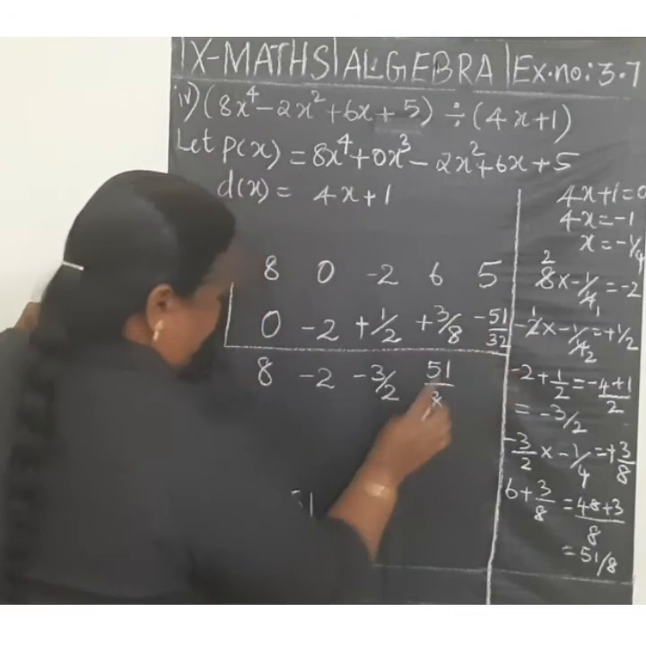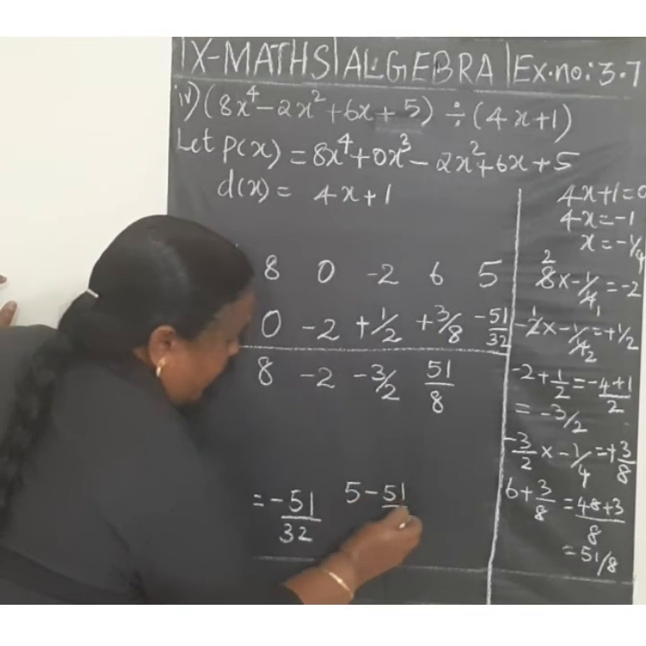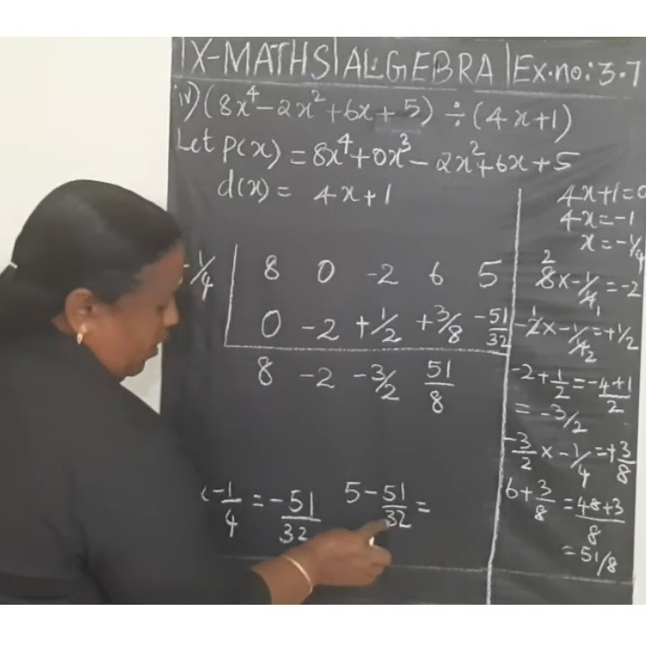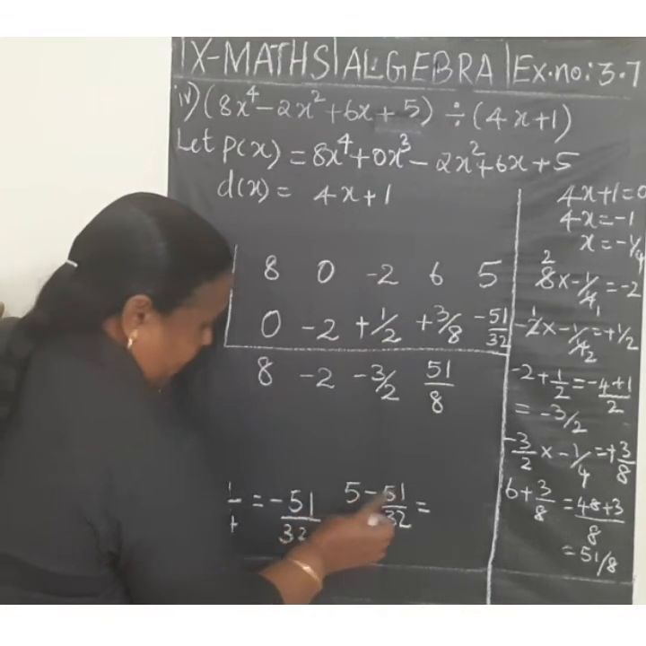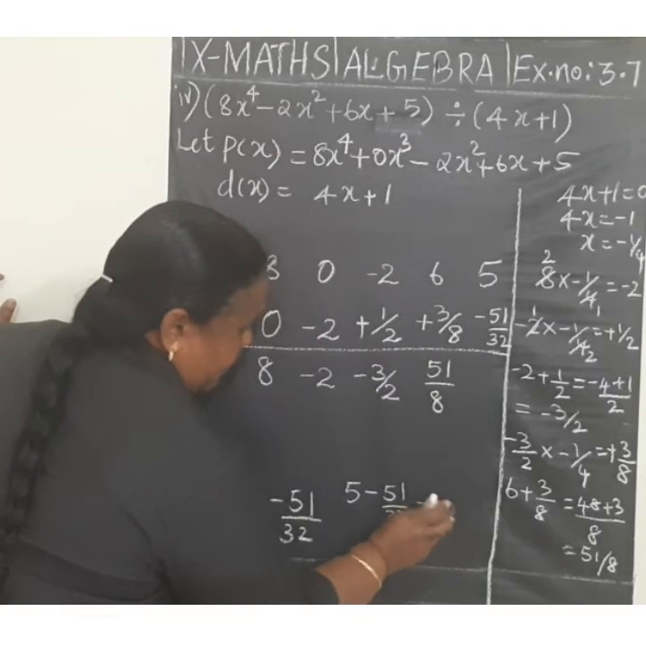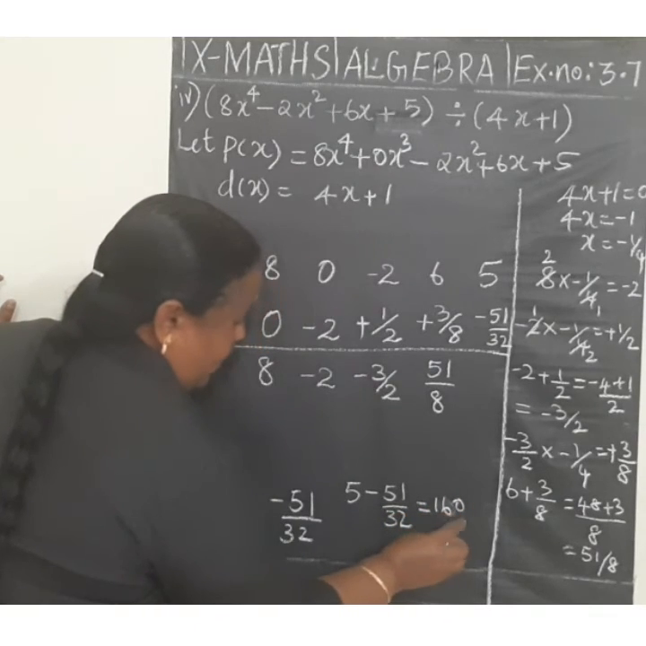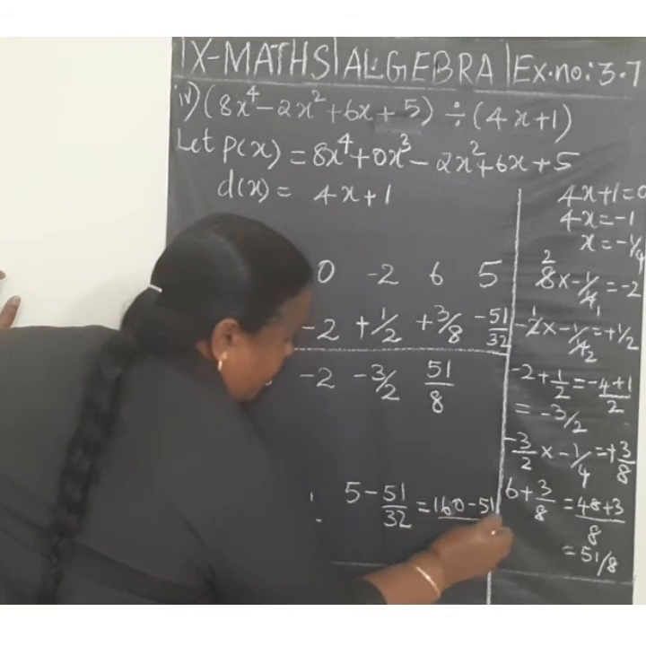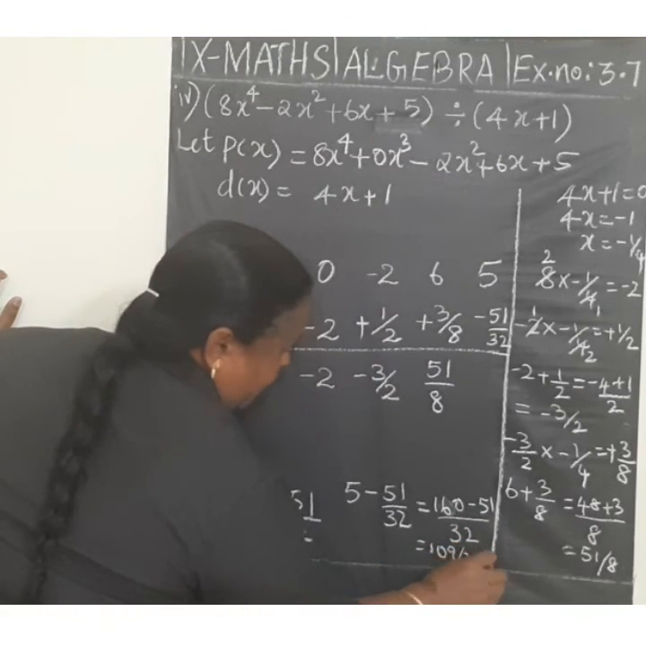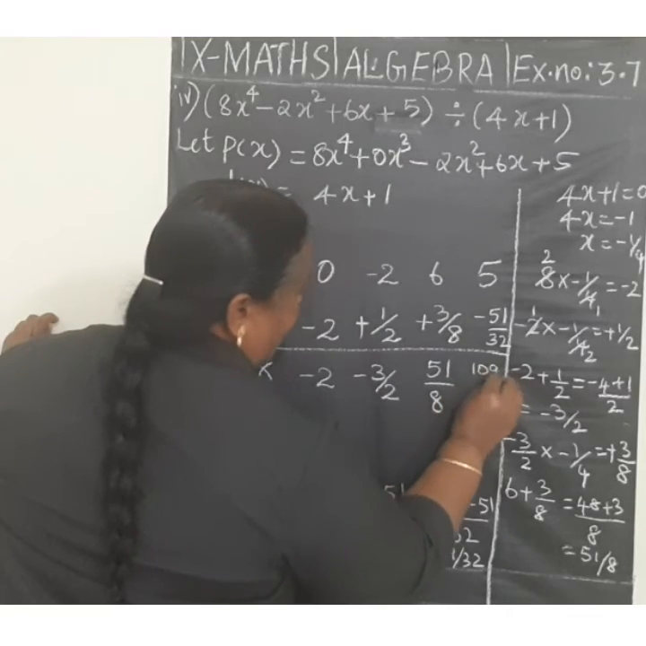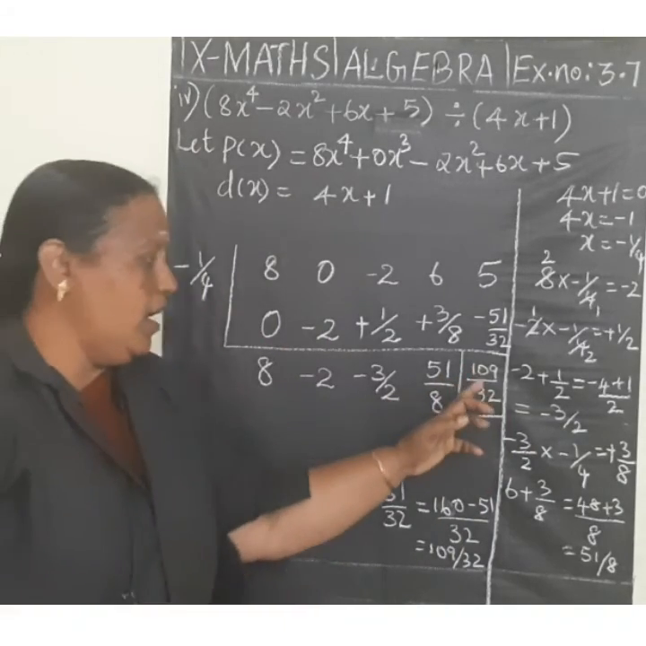Next we have to add this one. So plus 5 minus 51 by 32 is equal to, we multiply 5 into 32. 2 5s are 10, 0, balance 1, 5 3s are 15, 15 plus 160, 160 minus 51 by 32, that is equal to 109 by 32. So at last we get 109 by 32, so our remainder is 109 by 32.